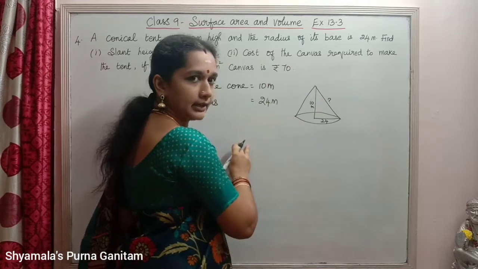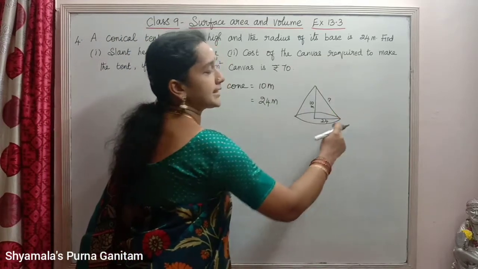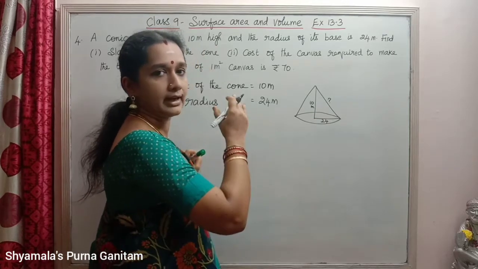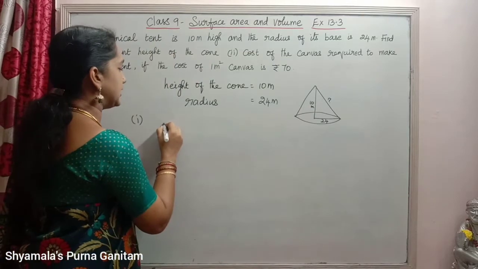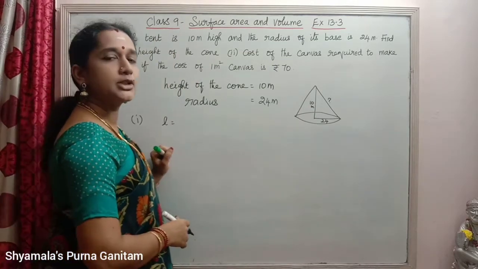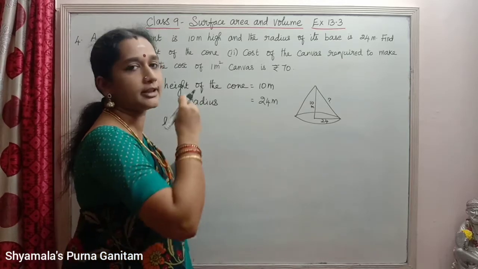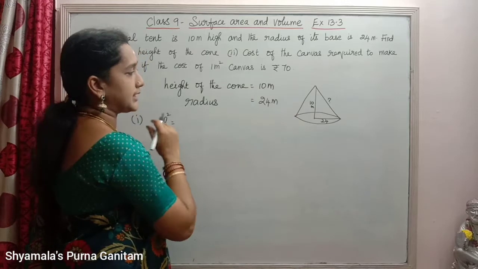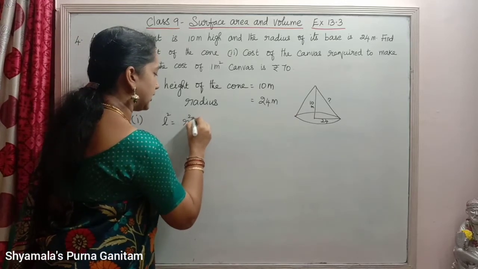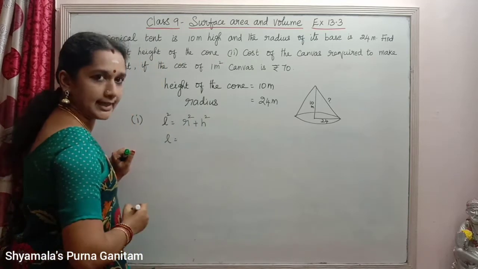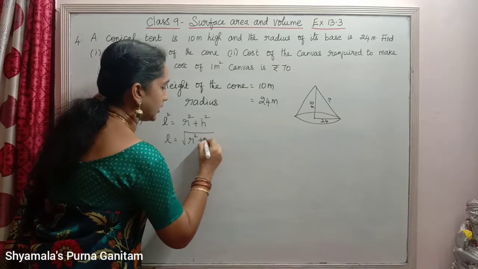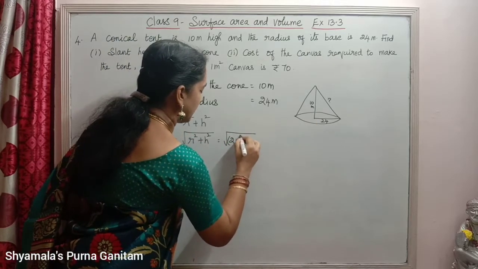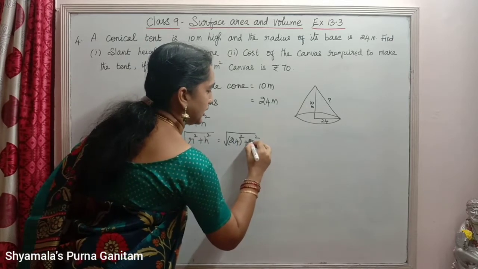Since it is a right angle triangle, we will use the Pythagoras theorem to find the slant height of the cone. The slant height is nothing but the hypotenuse of the right angle triangle. So L is the hypotenuse, and the square of the hypotenuse is equal to the sum of the squares of the other two sides. L squared is equal to R squared plus H squared. So slant height L is root of R squared plus H squared. This is equal to root of 24 squared, the radius being 24, plus 10 squared, the height being 10.